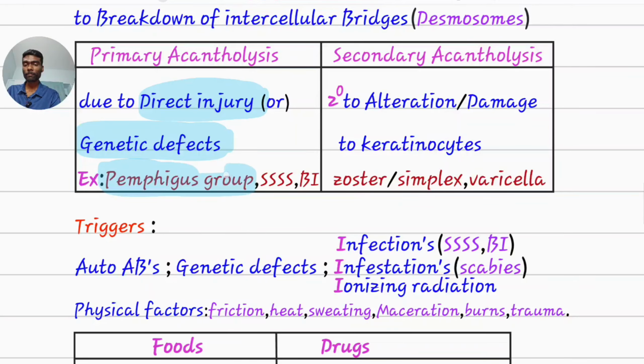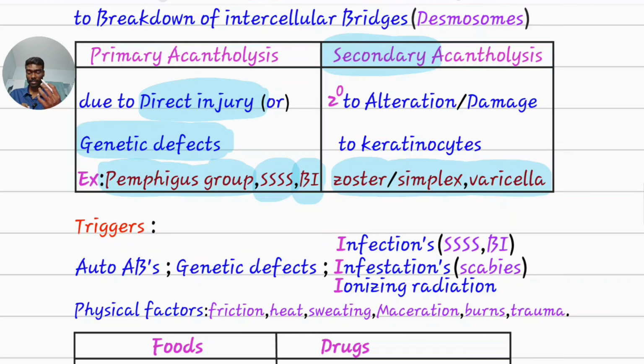Example, Pemphigus group, where autoantibodies are going and directly attacking the desmosome. Staphylococcal scalded skin syndrome, in which toxins will go and attack. Same, bullous impetigo also. Coming to secondary acantholysis. First, the keratinocyte is damaged or altered. Then subsequently these interconnecting bridges, desmosomes, will get lysed. That is acantholysis secondary to alteration or damage in the keratinocyte. Example, herpes zoster, herpes simplex and varicella.